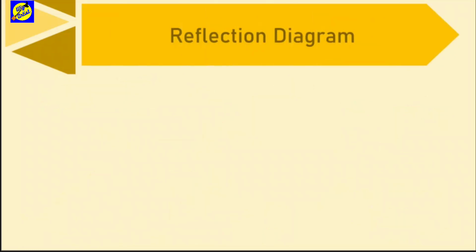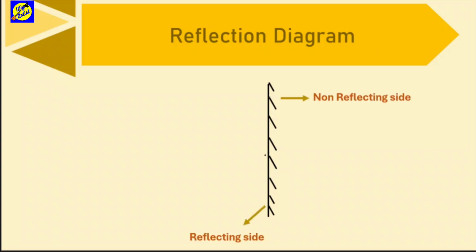Now, when we are trying to solve numericals, we do not draw an elaborate image. Instead, we draw a sophisticated diagram. To draw the diagram, we draw a vertical line with these slanting lines on one side. These slanting lines show that the non-reflecting side is present over here, and the other side is the reflecting side where the mirror's face is located. Then we draw this perpendicular horizontal line, which has the angle of 90 degrees and is called the normal.